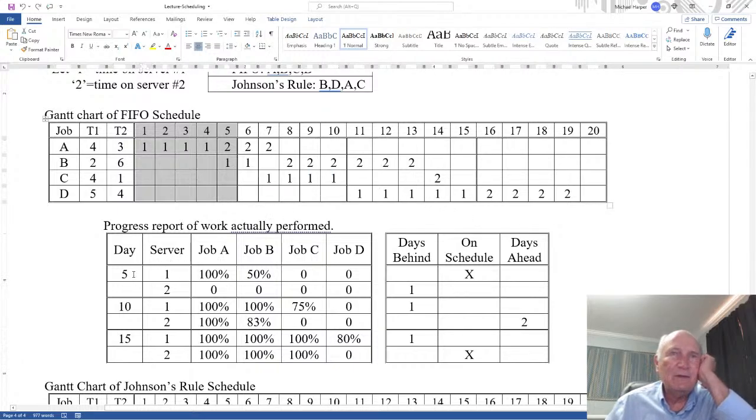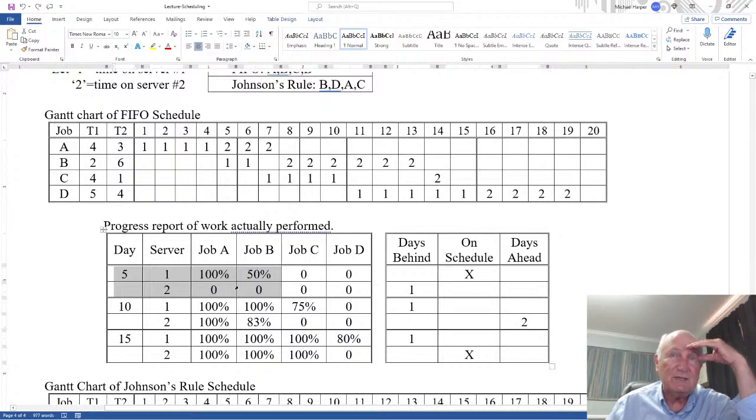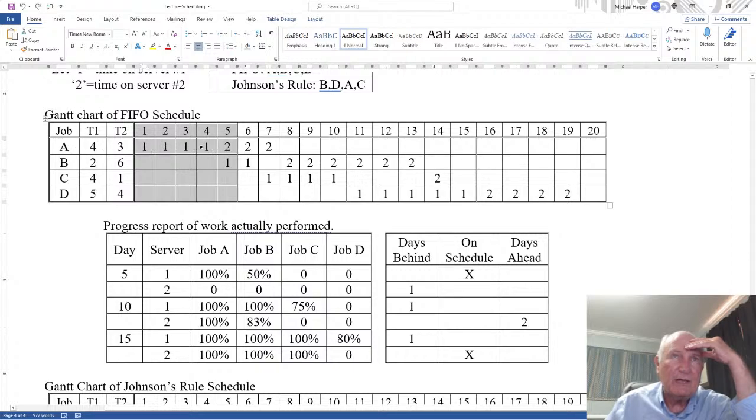First of all, server 1 reports 100% done with A, 50% done with B, and server 2 says 0% completed. Well, at the end of day 5, server 1 should be completely done with A, and it is. It should be 50% done with B, 1 out of 2, here's B, and it is. So server 1 is right on schedule.